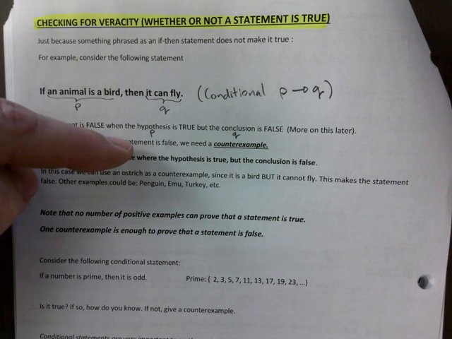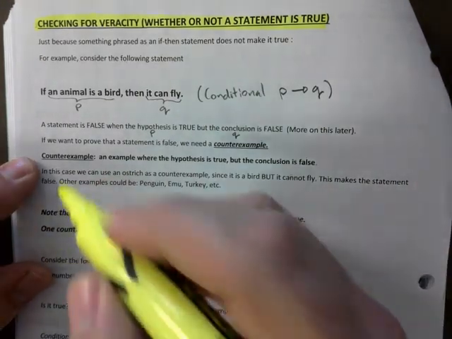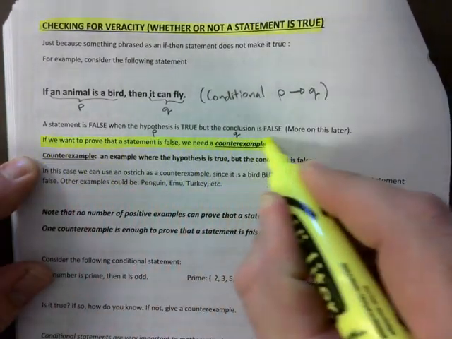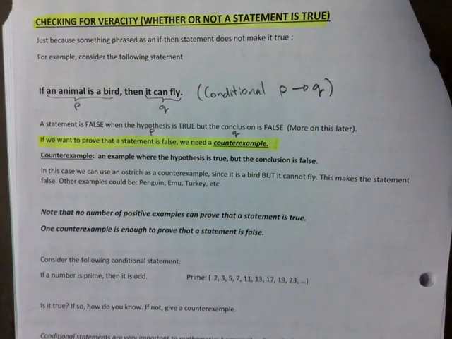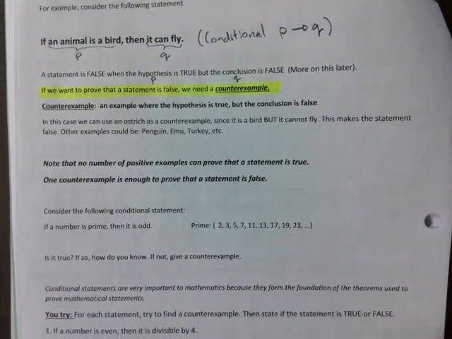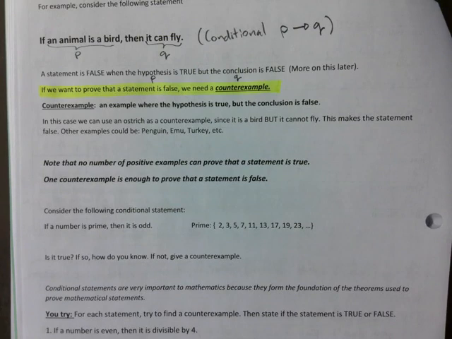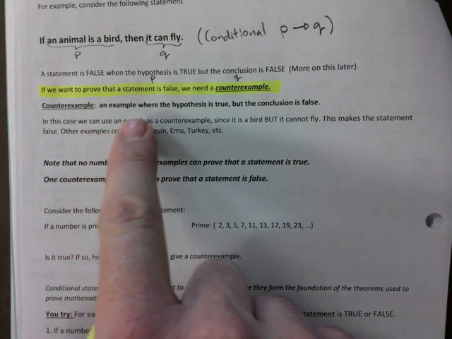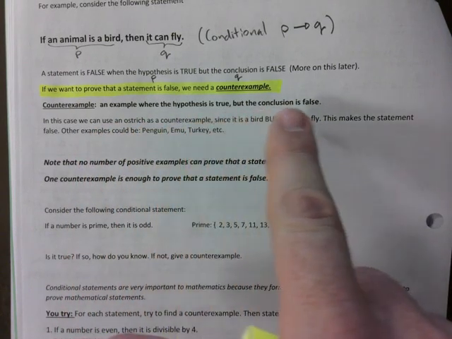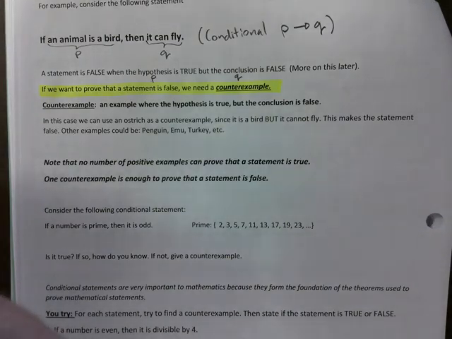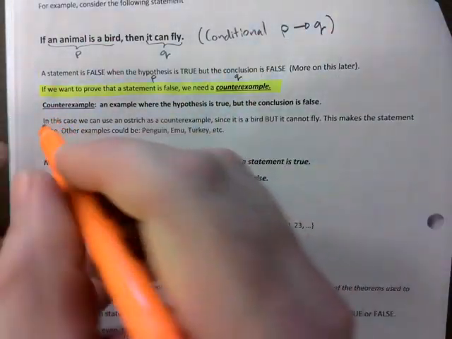If you want to prove that a statement is false, we need a counterexample. That's probably a good line to highlight. Isn't it somewhat true in real life? You can tell the truth every single time, but if you lie once, they'll call you a liar. Right? That's how it kind of goes. So a counterexample, an example where the hypothesis is true, but the conclusion is false.